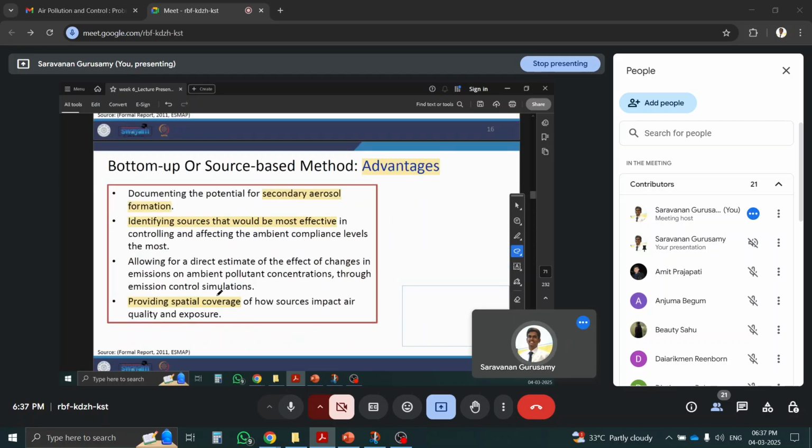Also, it documents the secondary aerosol formation, not only the primary, and it covers the chemical and physical transformation mechanisms. It identifies the sources that would be most effective in controlling and affecting the ambient compliance level. Also, it provides the spatial coverage of how the sources impact the air quality and exposure.